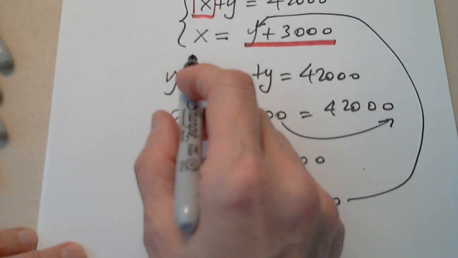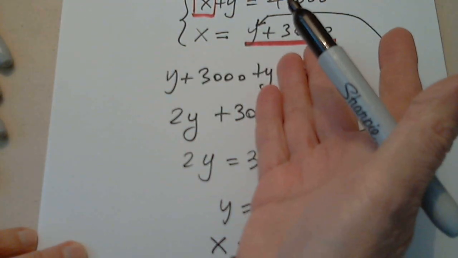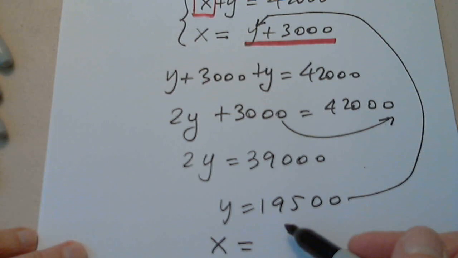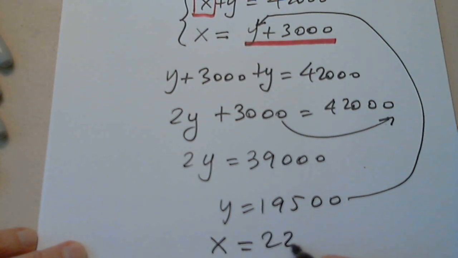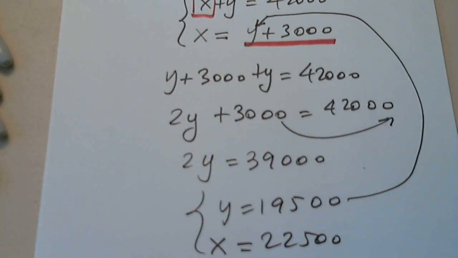But now I have to find X. To this amount I have to add 3,000. So what do I get? 22,500. If they add up to 42,000, I'm okay. If they don't add up to 42,000, I'm in trouble. Do they add up to 42,000? Yes.